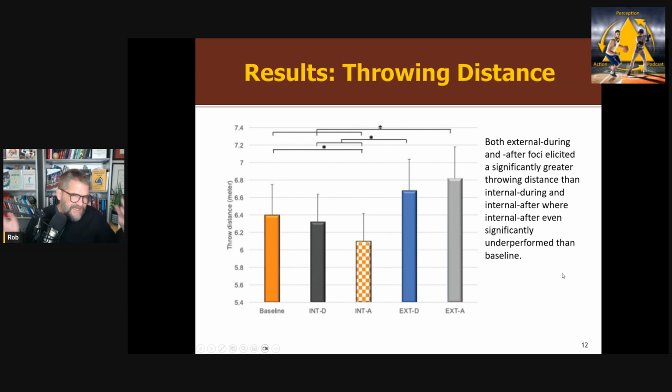So we replicated the classic effect, right? External focus of attention results in better performance than internal focus of attention, right? It doesn't seem to matter whether it's spatially or temporally distance. They seem to get the same effect.